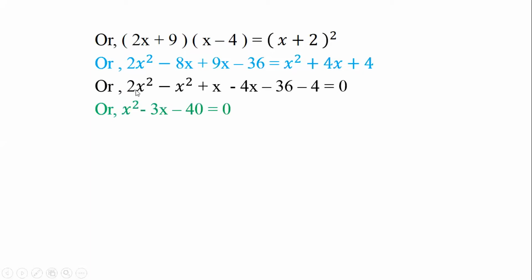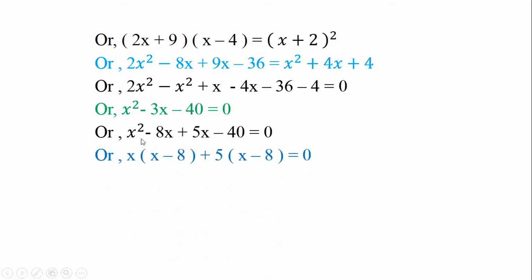But you know, 2x square minus x square, that means x square. 9x minus 8x minus 4x, that means minus 3x. Minus 36 minus 4 equal to minus 40. But now we take middle factor for this term, then we get x square minus 8x plus 5x minus 40 equal to 0.